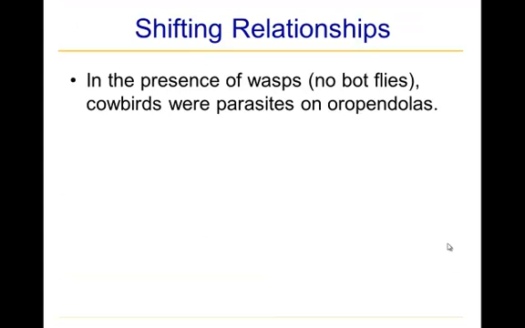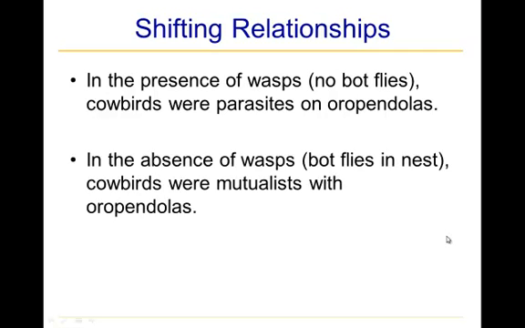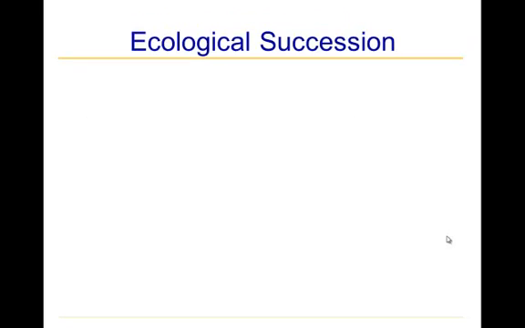And so the shifting relationships: in the presence of wasps, no botflies, cowbirds were parasites on oropendulas, and in the absence of wasps, with botflies in the nest, cowbirds were mutualists with oropendulas. That is really a very interesting kind of result to have. And we're going to conclude our module with that.